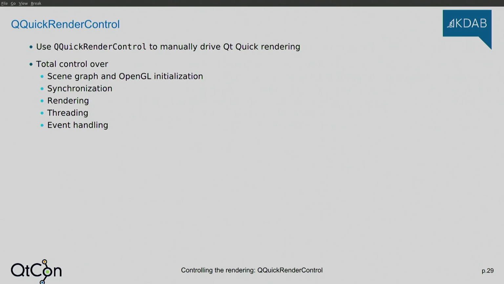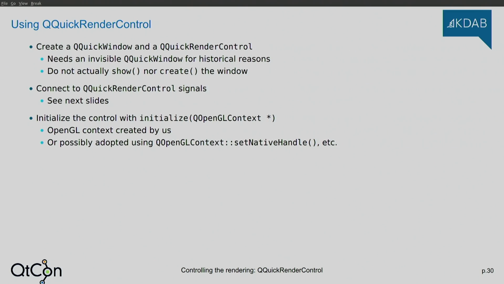So we can use it, and as soon as we use it, we get in total charge of everything. There is no middle layer there. In particular, we get in charge of initializing the scene graph, initializing the OpenGL stack, synchronization between the renderer and the main thread if we're using threading, rendering itself, threading, where we decide whether to use it or not, and event handling as well. All of that becomes our responsibility. So let's take a breath and let's go down that.